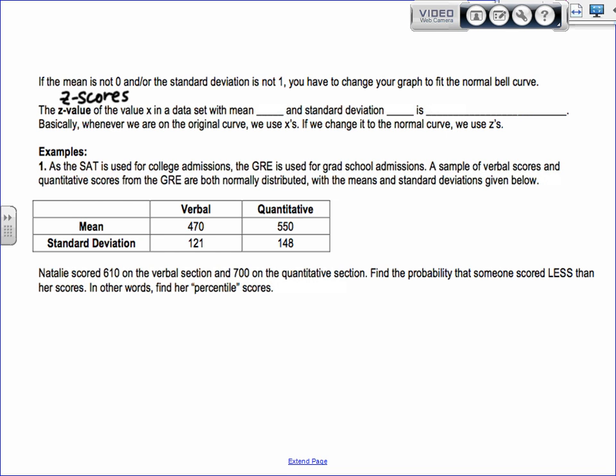So it says if the mean is not 0 and/or the standard deviation is not 1, you have to change your graph to fit the normal bell curve. It says the z-value of the value x in a data set with mean mu and standard deviation sigma is z equals x minus mu over the standard deviation. So x minus mu over sigma.